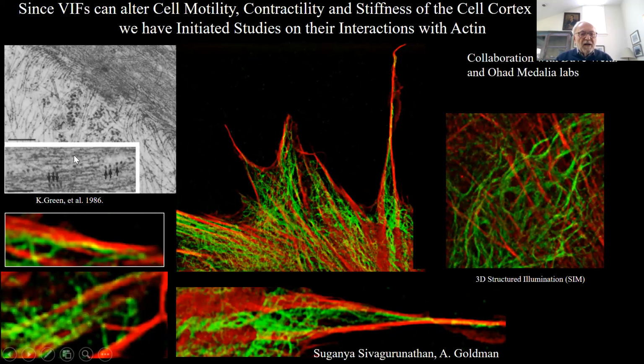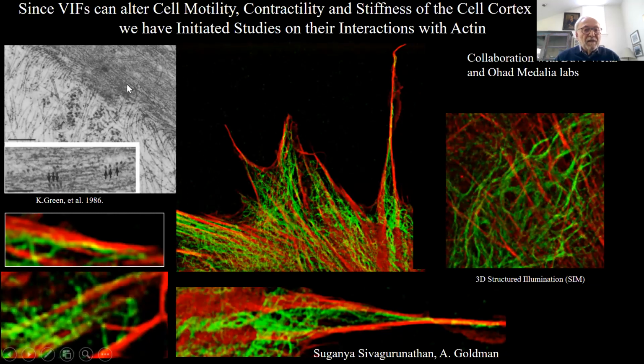And this is an electron micrograph that was taken by Kathy Green, who was a member of my laboratory many years ago, well, 1986. And what Kathy saw and what we noticed actually on and off for years is that intermediate filaments really are very closely related to stress fibers at the cell surface.